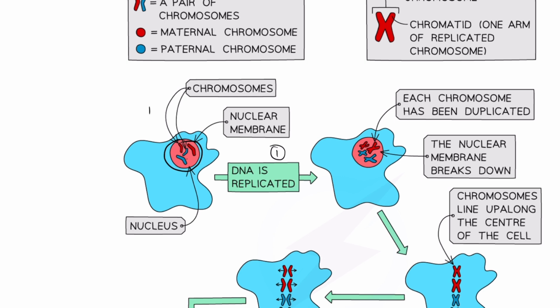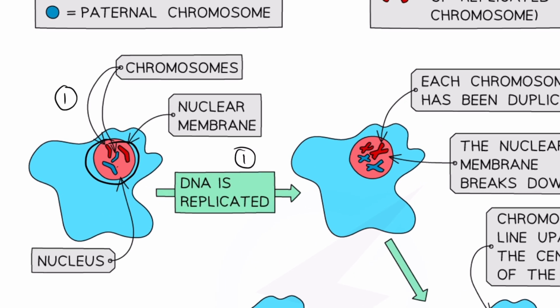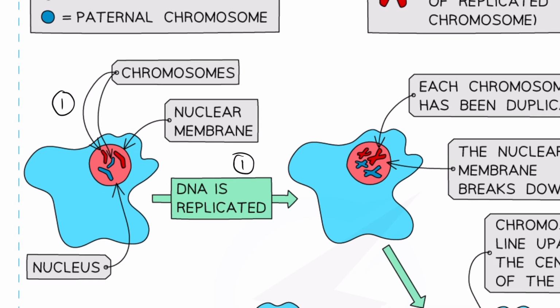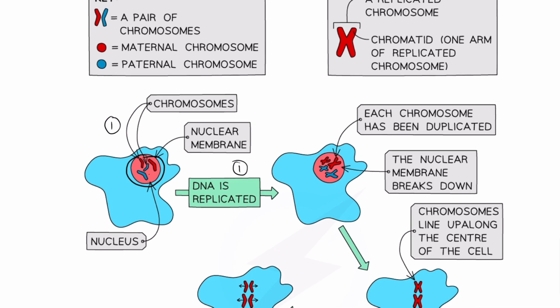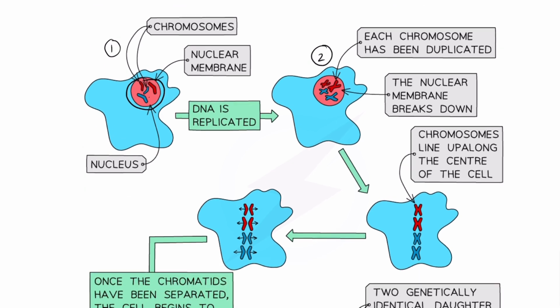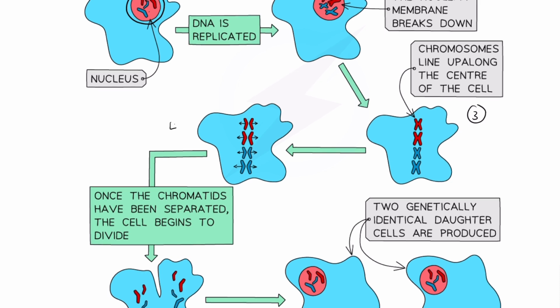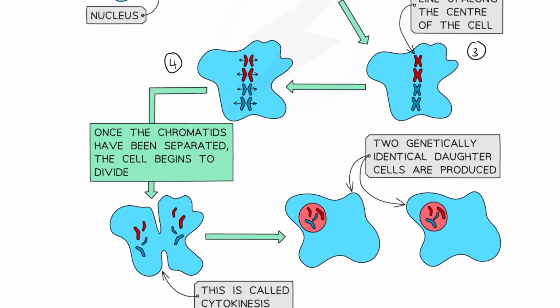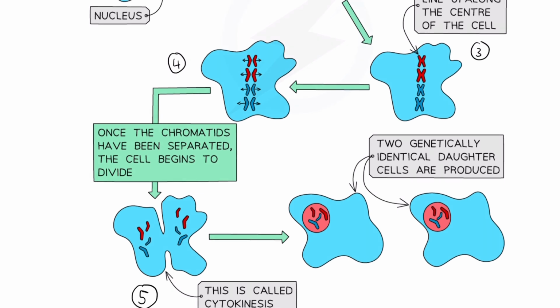Anyway, first step is that our DNA is replicated. As you can see here, the arms of the chromosomes have been doubled, and the DNA has been duplicated, it's been replicated, and the nuclear membrane breaks down. Once the nuclear membrane is broken down, the chromosomes line up along the center of the cell, and then they start separating. Each arm of the chromosome is called a chromatid, and they start separating to different sides of the cell, pulling away from each other. And then this is the part where people call it cytokinesis, when it's separating into two separate cells. And then the nuclear membranes are reformed and you've got two genetically identical daughter cells produced.